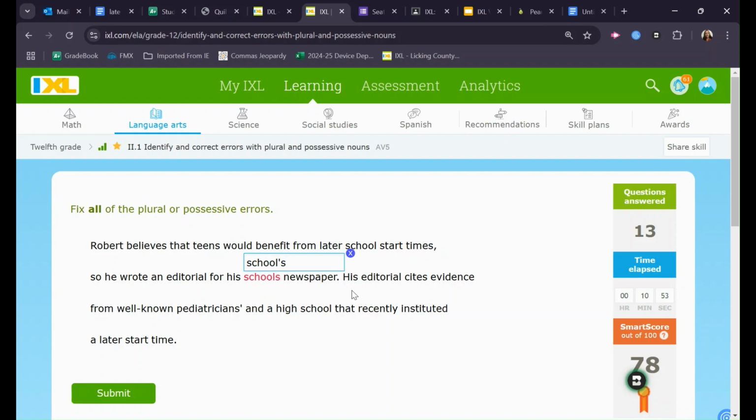His editorial cites evidence from well-known pediatricians and a high school that recently instituted a later start time. All right, well, pediatricians, is it plural? Yeah. Okay, is it possessive? Nope, no need for that apostrophe.